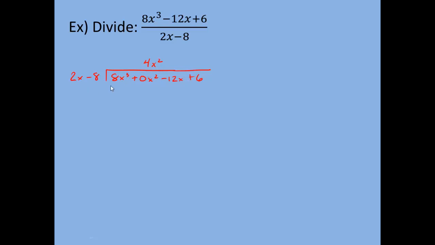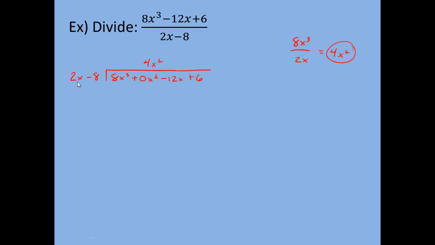Another way you can figure this out if you're not sure is take the 8x cubed, the first term on the inside here, and divide it by whatever the first term is on the outside, which would be 2x. And if you divide those, 8 divided by 2 gives you 4, x cubed divided by x gives you the x squared. And notice that's the same 4x squared we have up top here. So either way you can do it. You can do it by talking about what do you multiply 2x by to get to 8x cubed, or you can talk about how do you divide 8x cubed by 2x and what do you get left over. That'll go up top. Remember, whatever you have up top, you multiply by this whole polynomial in front.